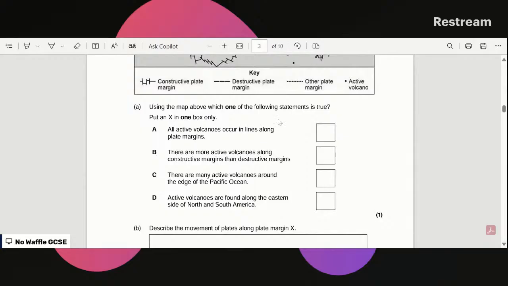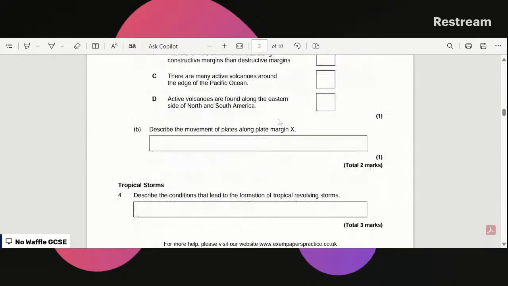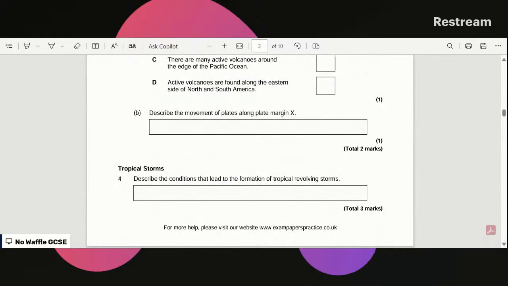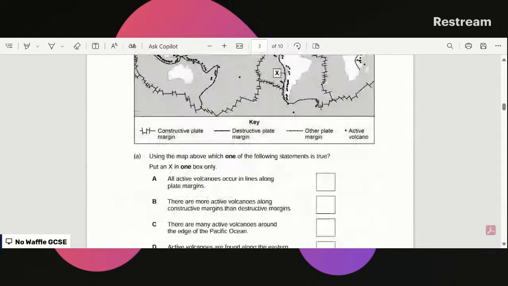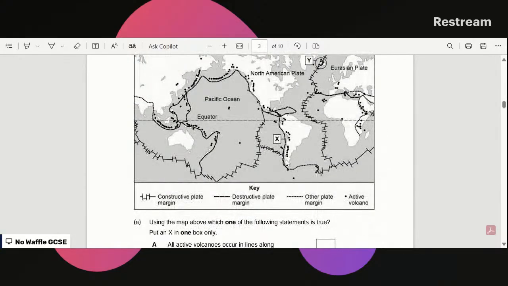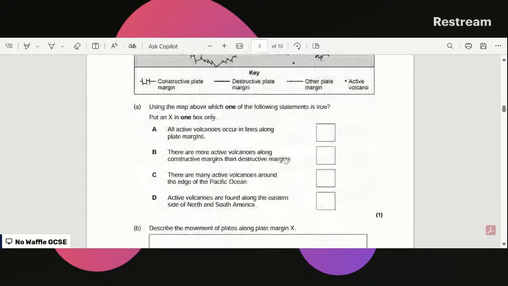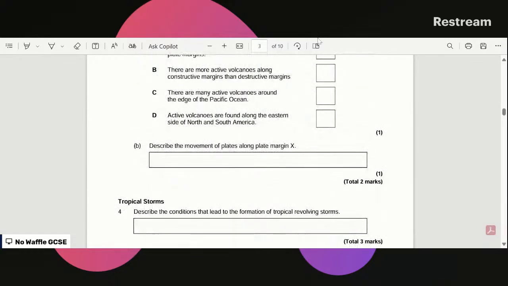Okay, we're now going to look at the next part. Describe the movement of plates along plate margin X. So let's see, what is plate margin X? You can see this is destructive. So they're asking you to describe how plates move along destructive boundaries, and all you have to say is that plates are colliding together. Plates move towards each other or they collide together.